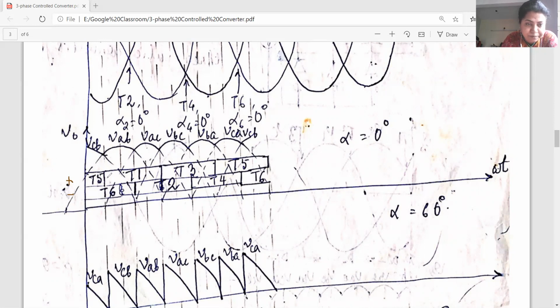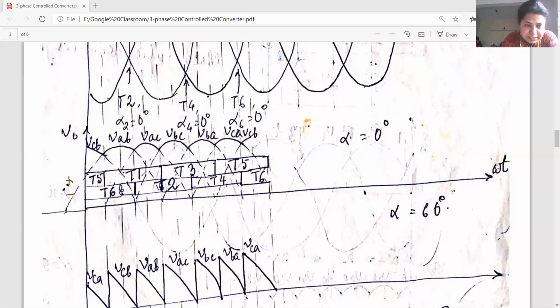So from this instant to this instant, T1 is forward biased. So it is forward biased for how much angle? 30, 60, 90, 120 as I had said. So T1 is forward biased for an interval of 120 degrees. Similarly, in the negative group thyristors, T6 is forward biased here, then T2, T4, again T6.